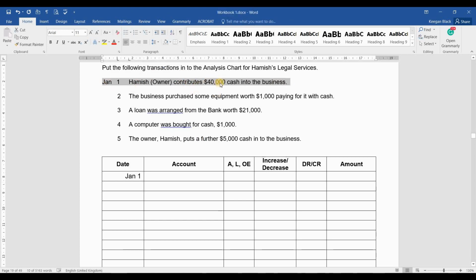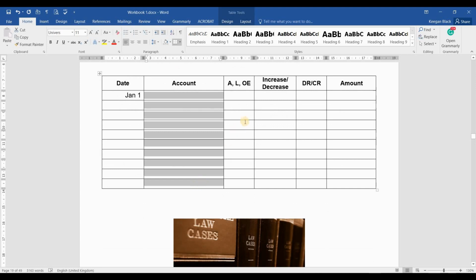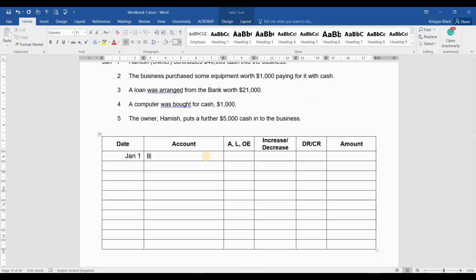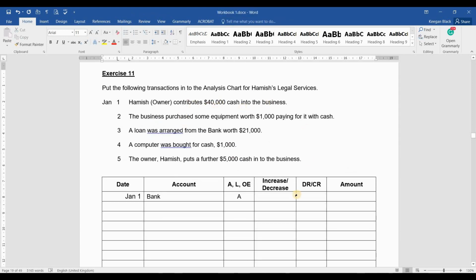So if we're putting money in, bank and capital are going to be two accounts that are affected. So I am going to put in, for my first item, bank. Okay. Is bank an asset, liability, or owner's equity? Well, bank is an asset. What about increase or decrease? Well, if the owner is contributing cash to the business, that means we are increasing the bank account. I'm just going to put I for increase.